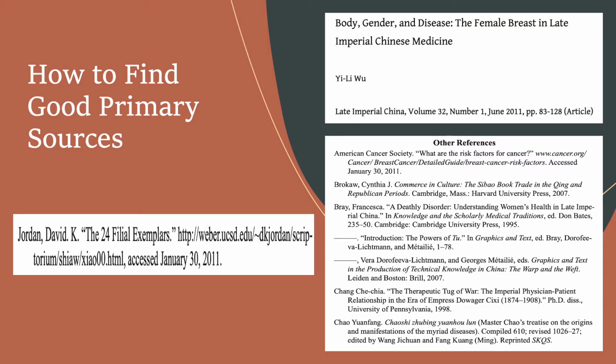So how do you find a good primary source? I want to walk you through a couple of different methods that you might find useful as you go across the internet looking for old manuscripts and other kinds of historical texts that speak to your research question.